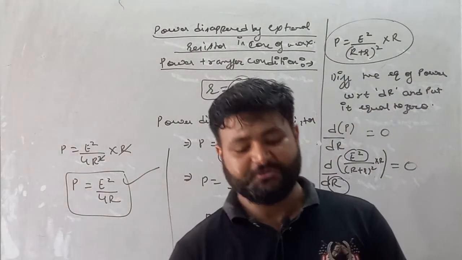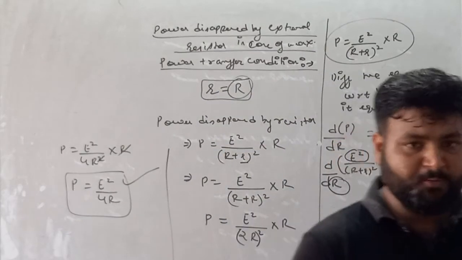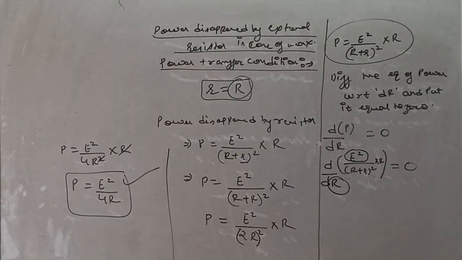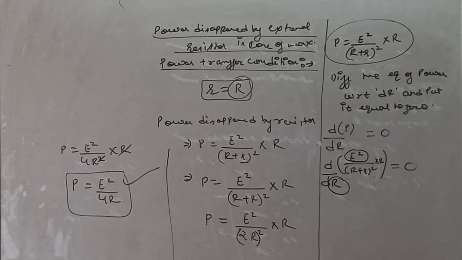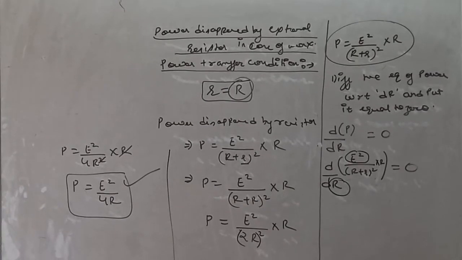I hope you all understand this thing. Very important concept, my dear student: if the internal resistance of the battery becomes equal to the external resistance, then the power transferred by the battery is maximum, and the maximum power dissipated by the resistor is E square by 4R. I hope you all understand now.